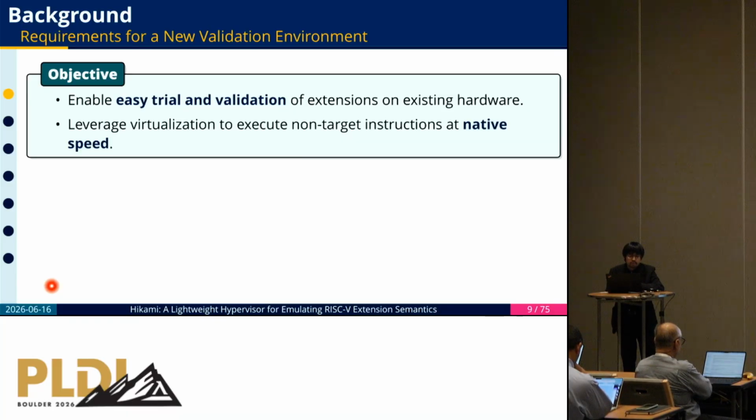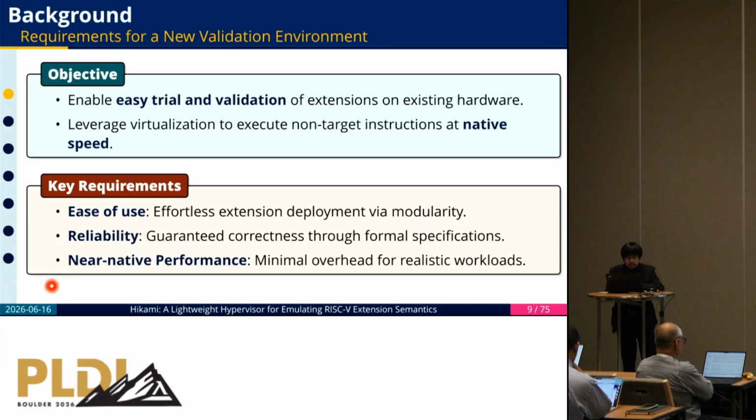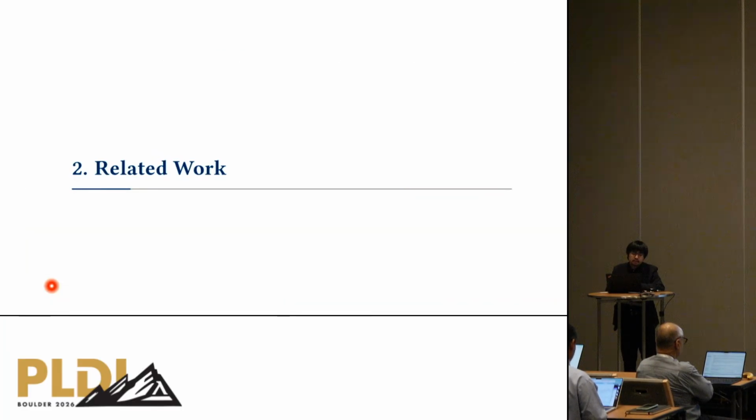To bridge this gap, we need a validation environment on physical hardware maintaining native speed for existing code. The key requirements are ease of use, high reliability, and near-native performance. Next, I'll review existing approaches for extending the ISA and their limitations.